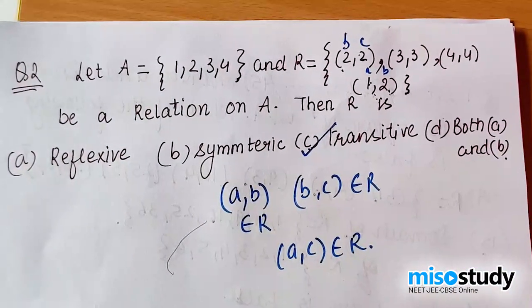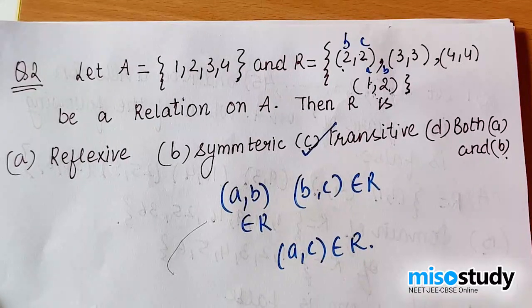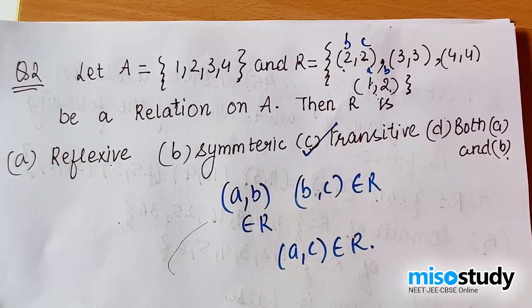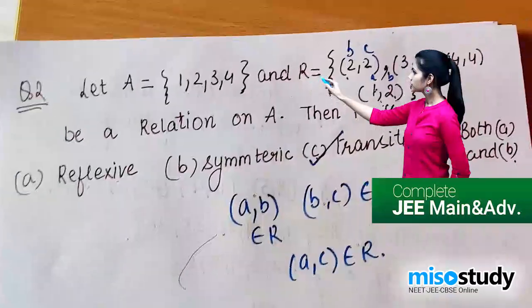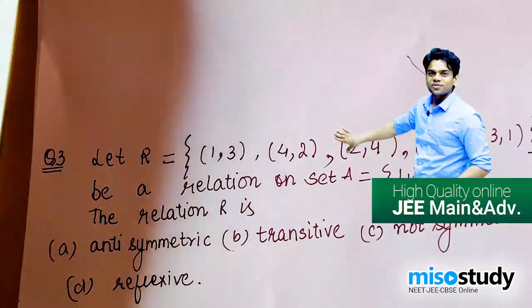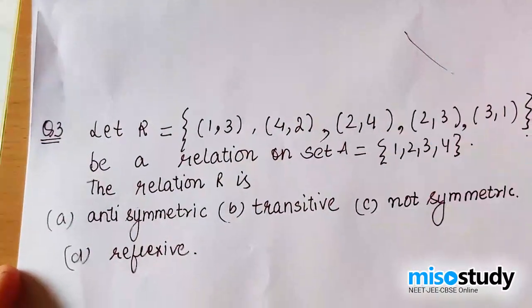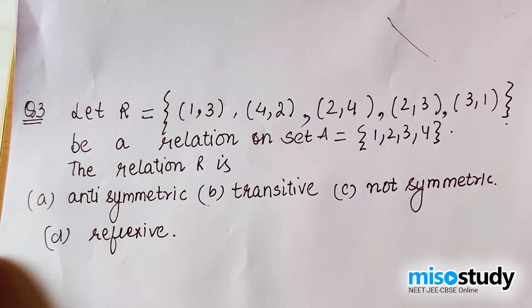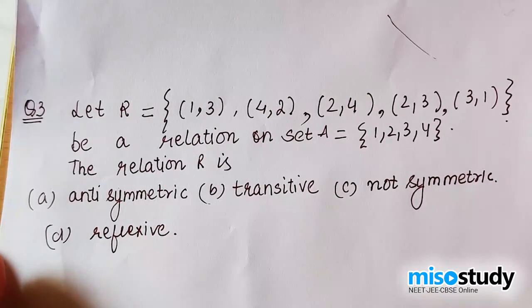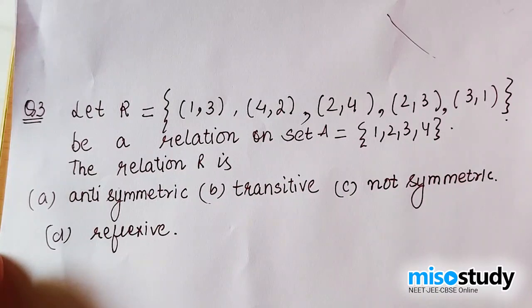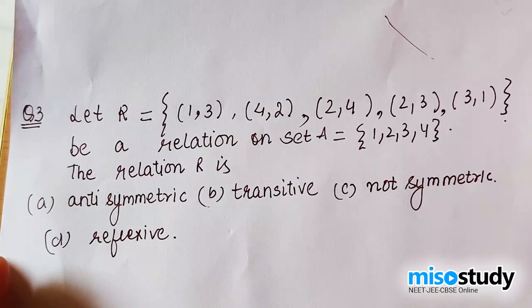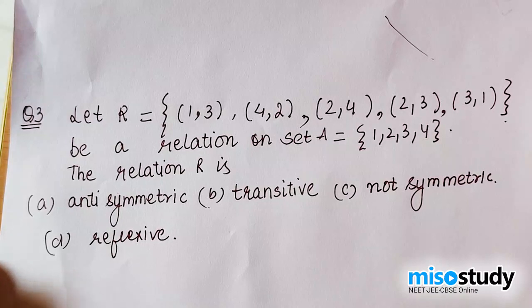I hope you have understood my point and I have made you clear with the definition of transitivity in a nice manner. Alright, coming to question number 3. Now what is question number 3? Let R equal {(1,3), (4,2), (2,4), (2,3), (3,1)}. This is your relation on set A equal to {1, 2, 3, 4}. Then the relation is what? Antisymmetric, transitive, not symmetric and reflexive.